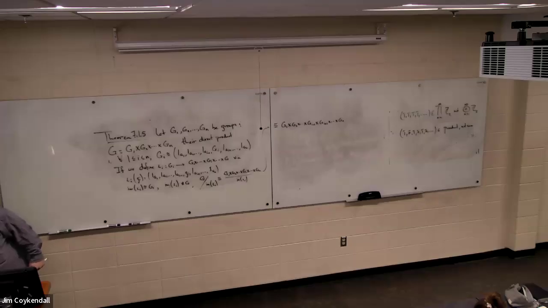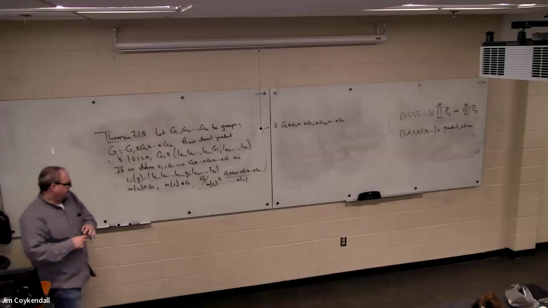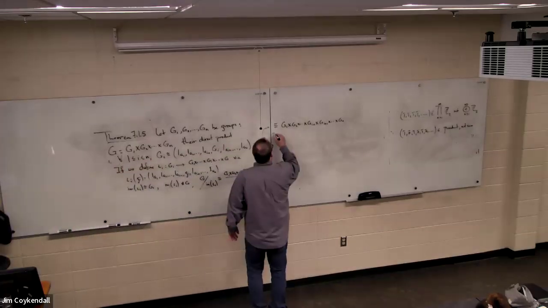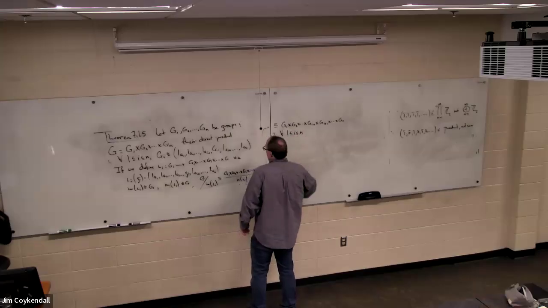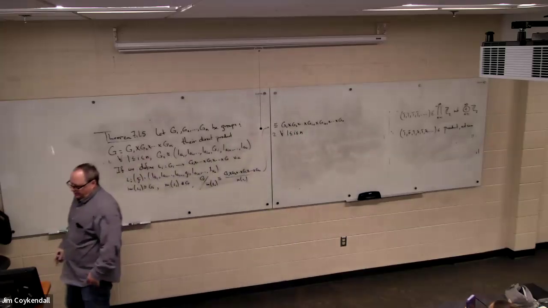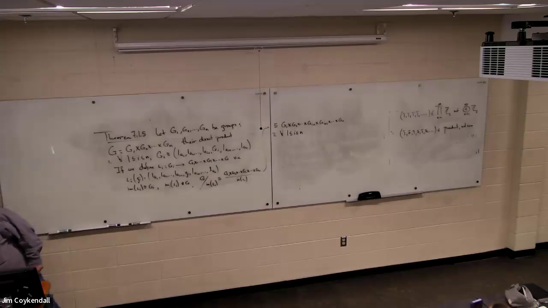Also, I'm going to give you kind of a similar map here. Two, for all i between 1 and n, we have what's called a projection map. We define pi sub i to be the map on G to Gi.